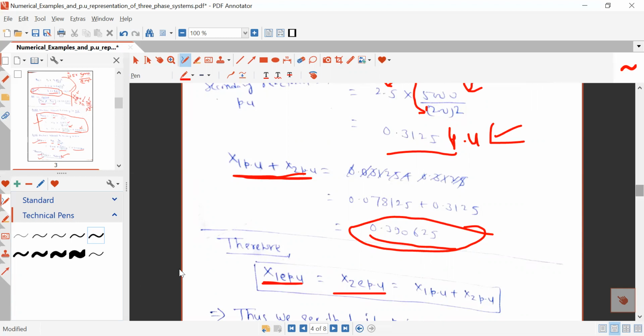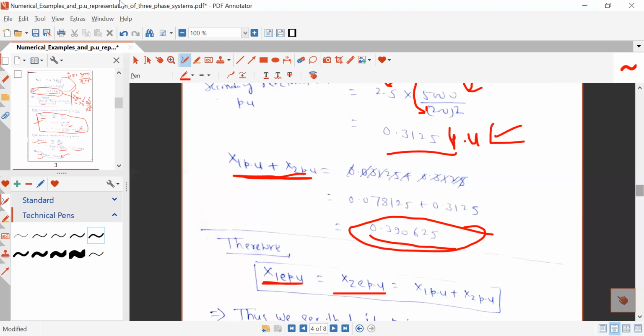So this is the advantage of per unit representation of transformer reactance. In conclusion, you can say if the primary reactance and secondary reactance or leakage reactance of the transformer are in per unit, then the total reactance will be simply the sum of these two reactances. There is no need to know the turn ratio. Without the knowledge of turn ratio, you can directly calculate the total reactance or leakage reactance of the transformer. This is the advantage of per unit representation of the reactance of the transformer.